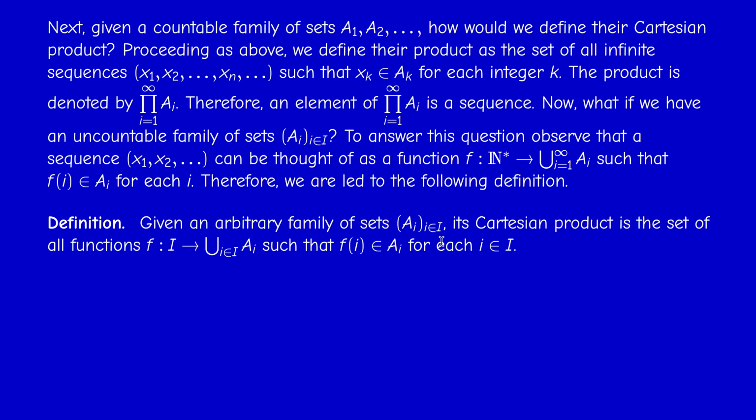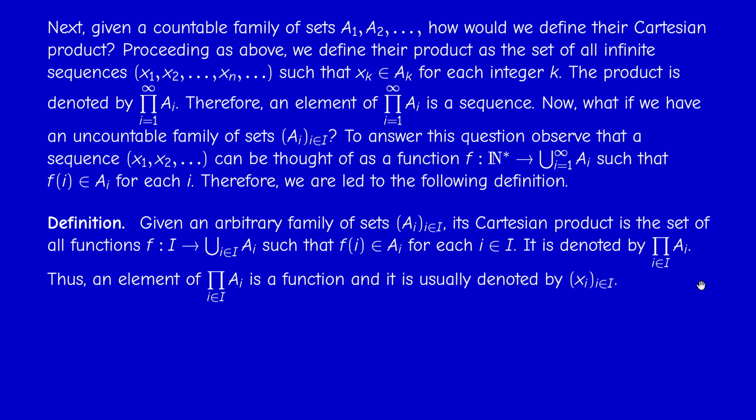It could be anything. So the Cartesian product of this collection is by definition the set of all functions from the index set into the union of these sets, such that the image of every point i in I belongs to capital AI. So you have the same index. So f of i belongs to AI. And we denote the product by the symbol product of AI, i in the index set. So we now have a generalization of the previous definition of n-tuples.